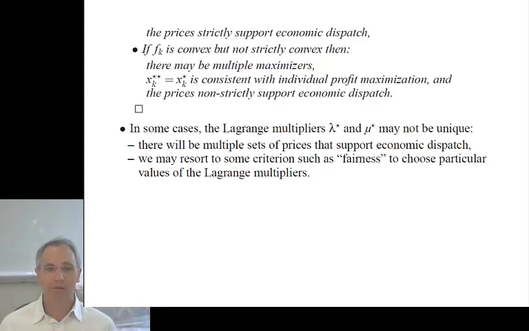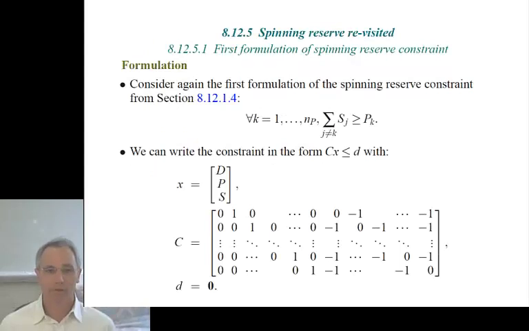In some cases, these Lagrange multipliers from the ISO problem may not be unique. There'd be multiple sets of prices that support economic dispatch. In this case, we might resort to some criterion such as fairness to choose particular values of the Lagrange multipliers. Let's see an example of this, and we'll illustrate it with respect to the first formulation of the spinning reserve constraint. So let's consider that formulation again.